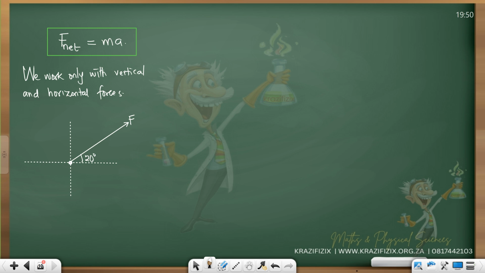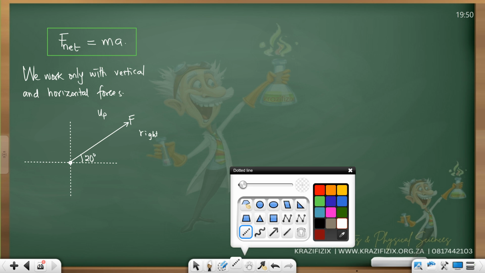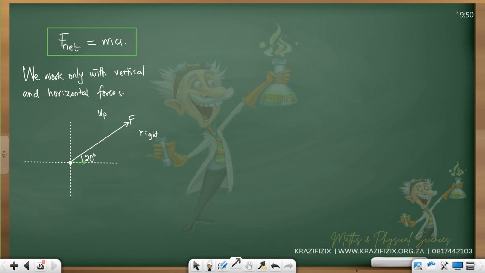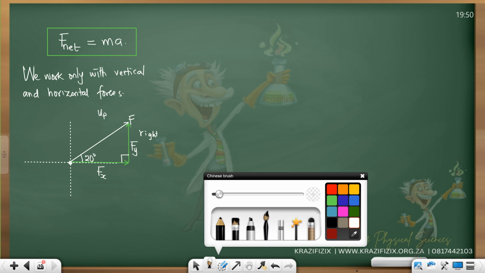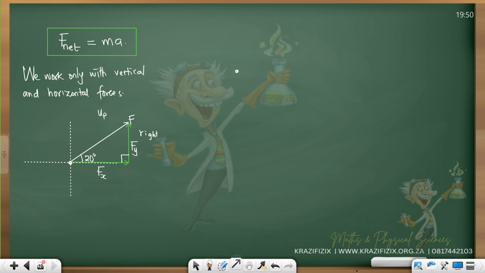Vertical and? Now, do you notice this thing is up and right? So it means our horizontal will be right and our vertical will be what? Up. Do you remember that, right? Yes, sir. And this is called Fy. And this is called F what? Fx. Can I draw a new diagram quickly?